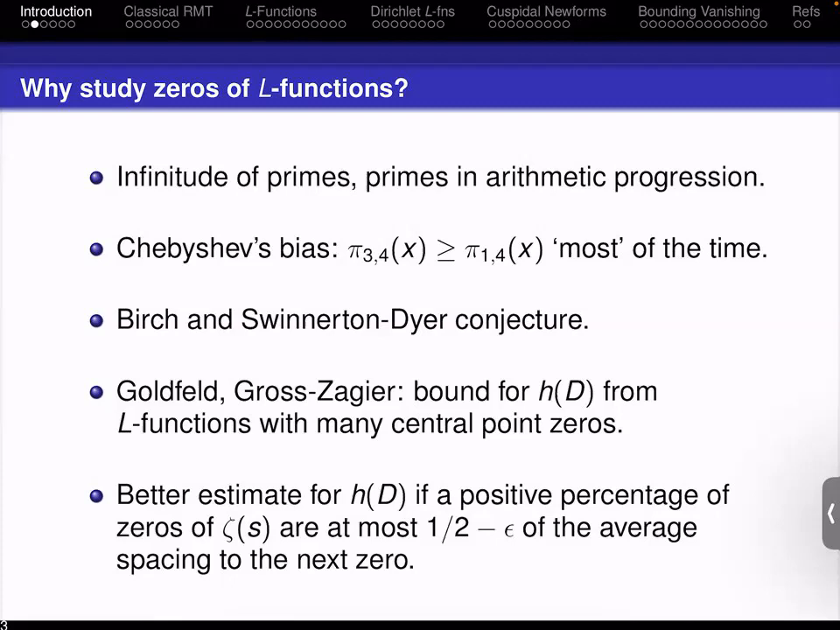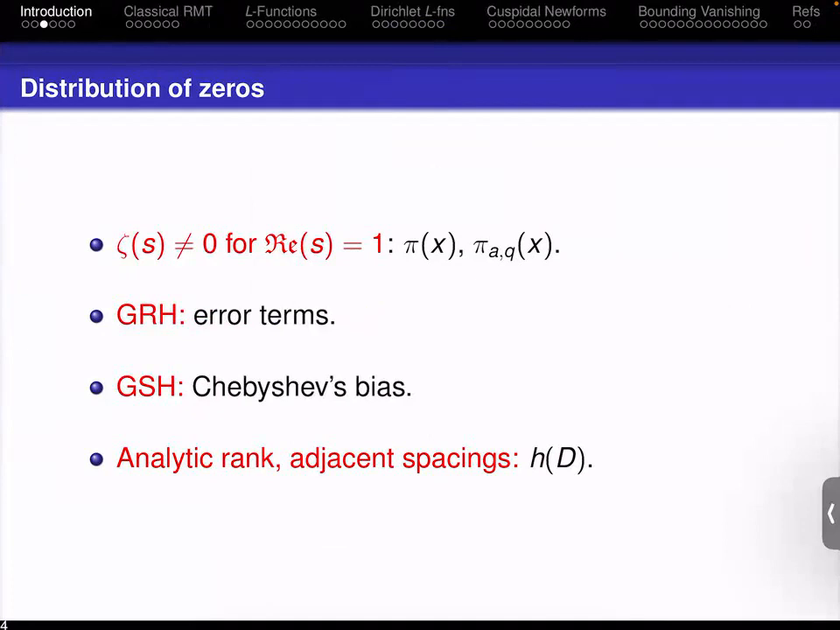It turns out that for a lot of these problems, the more you know about the zeros, the more you can say. So if you just care about the infinitude of primes or primes in arithmetic progression, it's enough to know that the zeta function or more general Dirichlet L-functions don't have a zero on the line real part of s equals 1. If you want to start talking about what the error terms are, then you need to know a little bit more.